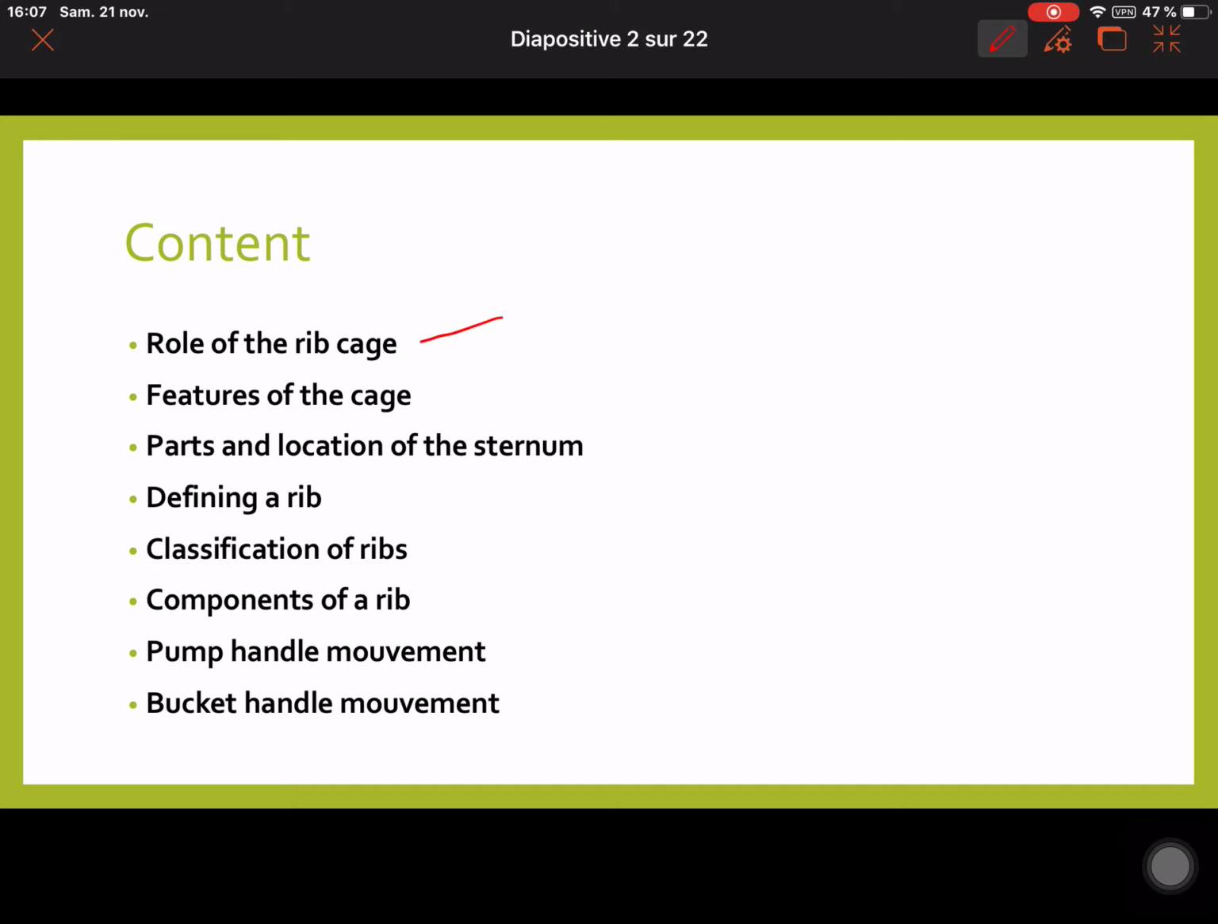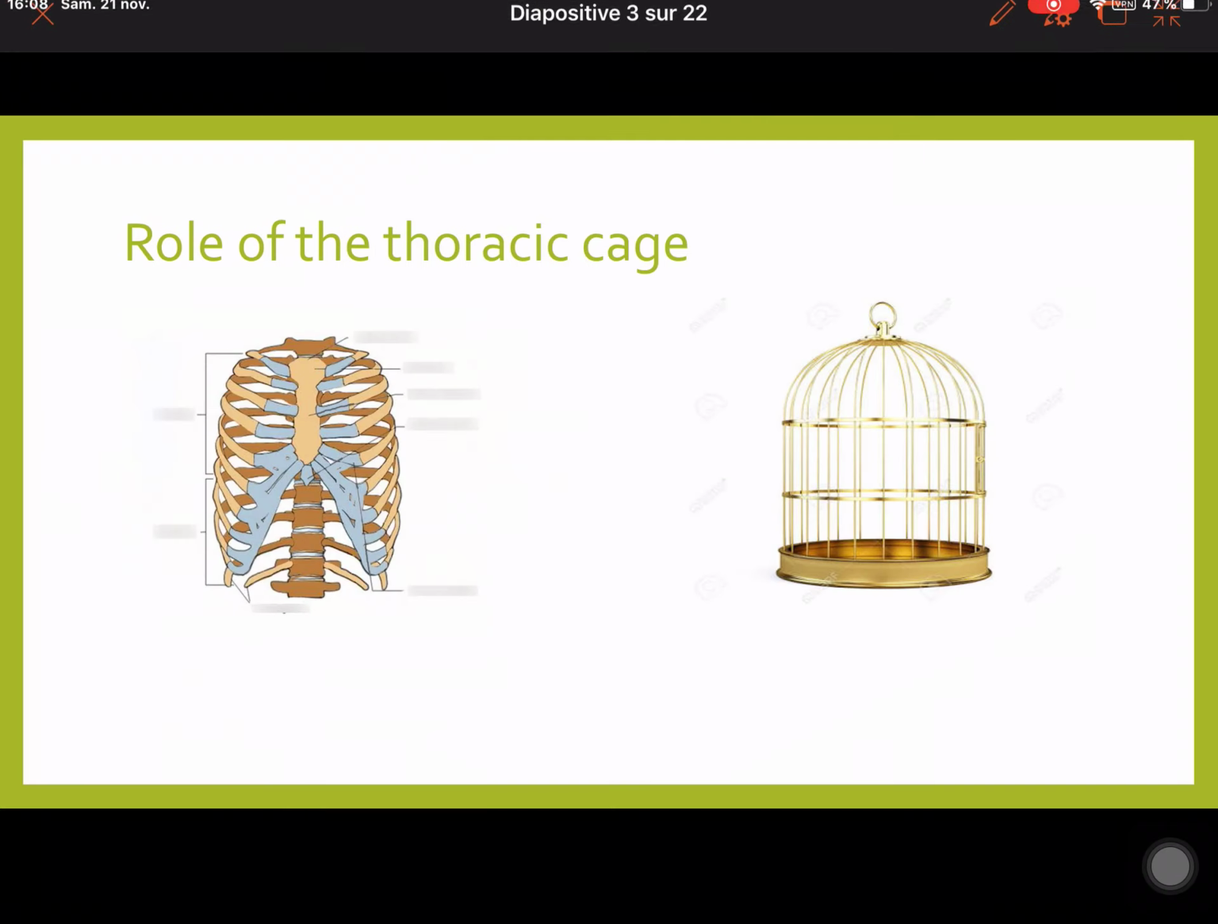role of the rib cage. The rib cage is also called the thoracic cage. The main features or characteristics of the cage, parts and location of the sternum. We will define a rib, what is a rib. And then we will see the three main classification of ribs. And also we will take one rib and see its components and features. And lastly we will discuss the movements executed by the thoracic cage, I mean the pump handle movement and the bucket handle movement. We will explain them, and let's start by the role of the skeleton.